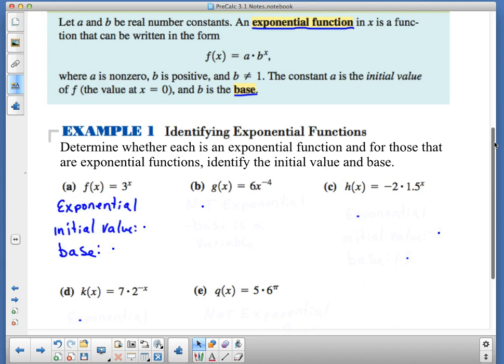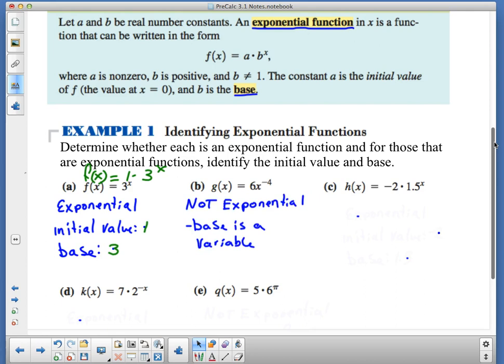So my initial value should be 1, and my base value should be 3. Really I'm saying this is 1 times 3 to the x, where a is 1 and b is 3. Now, in b, is it an exponential function? Can I have a base be a variable? I've just got it raised to the -4 power. So I don't have a situation where I can have the base as a variable. It's got to be the exponent. So this is not. Base is a variable.